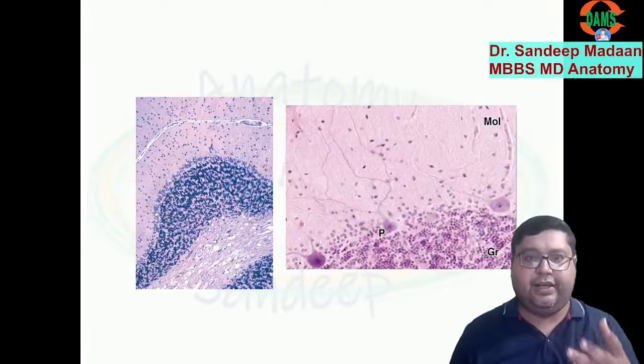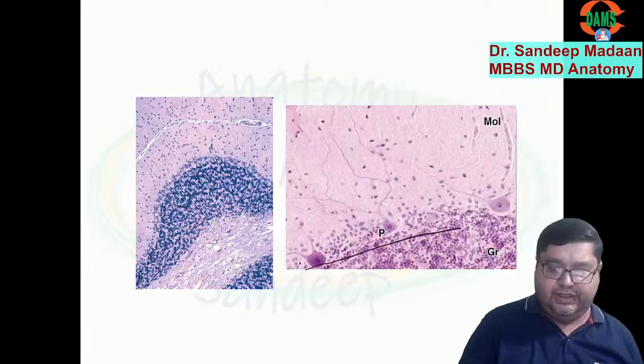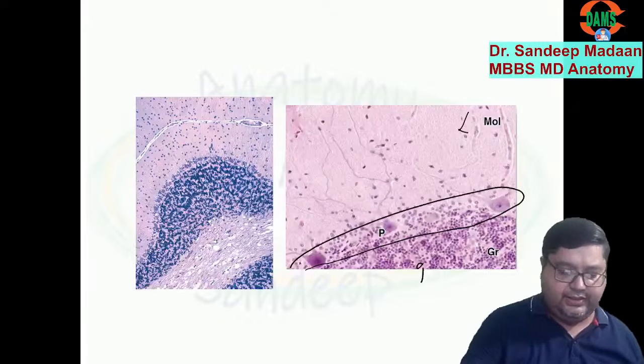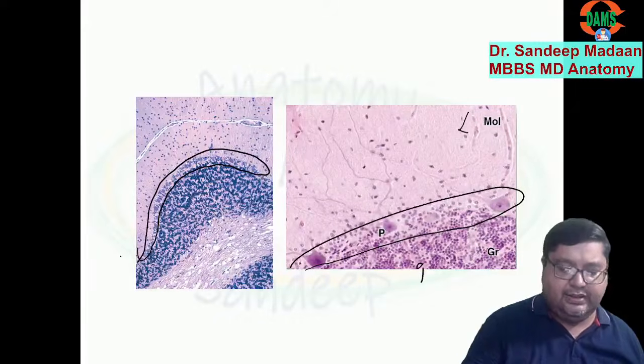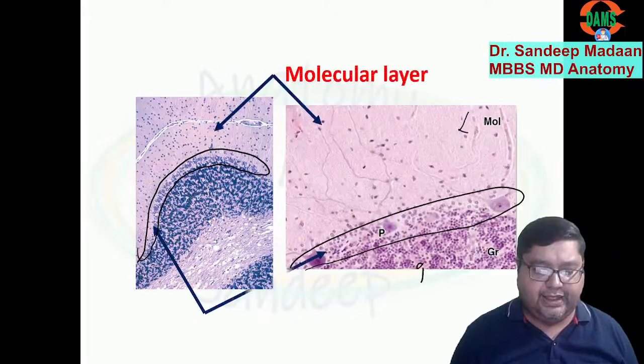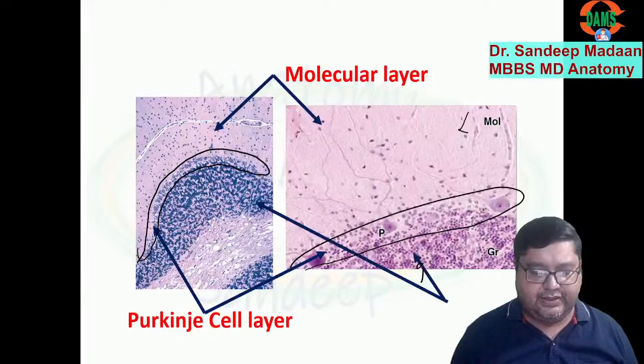Now, how to identify? See, this cell which is neither fitting in this layer nor fitting in this layer. You can see here also, these cells which are jutting out, these will be Purkinje cells, and the other side will be the molecular layer and the black will be the granular cells. Is that all clear?